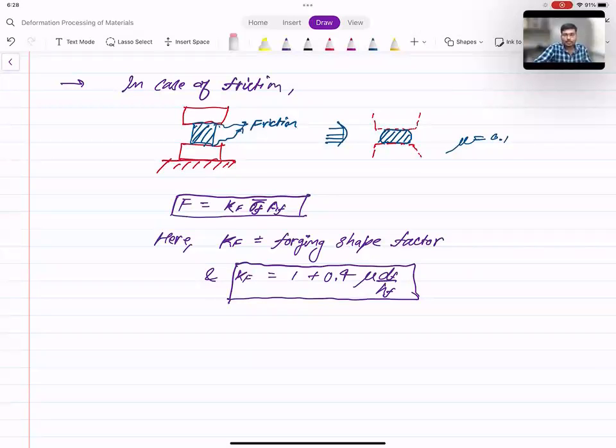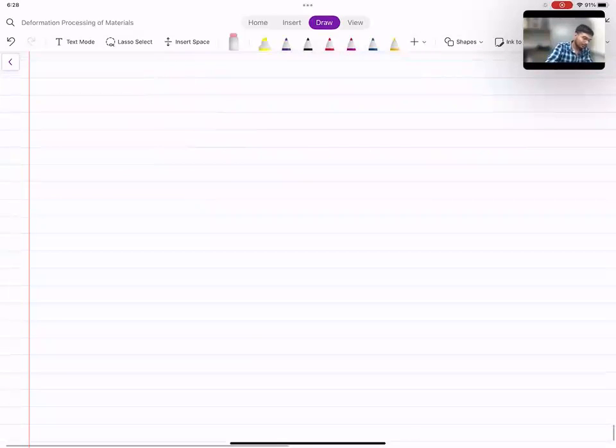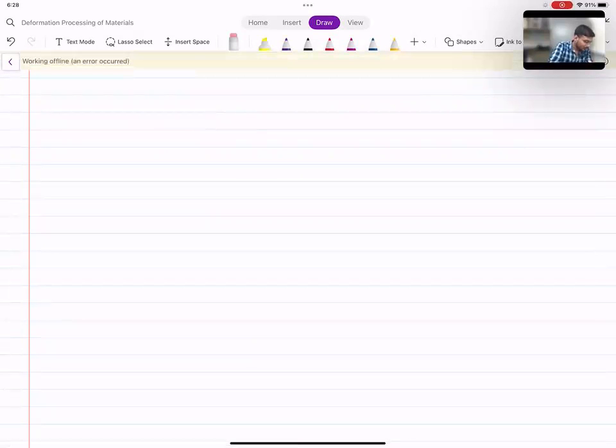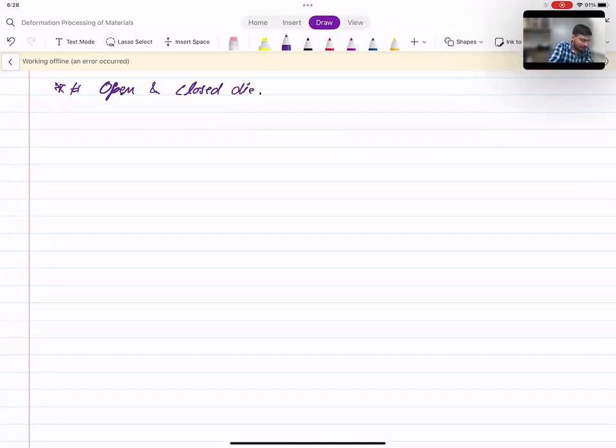Now let us see what the various forging operations are called, and what open die forging and closed die forging are. Let us simply write open die and closed die forging, because these are the only two types which we will be focusing on here.